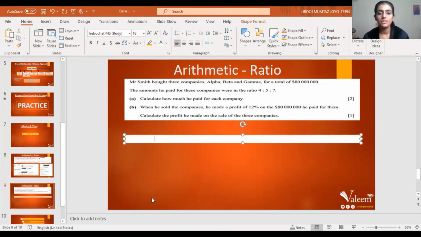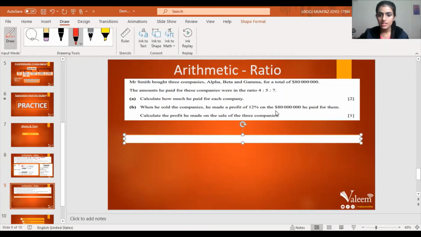When he sold the companies, he made a profit of 12% on the 80 million he paid for them. When it says 80 million he paid for them, it is the cost to Mr. Smith. If I pay $100 for the calculator, then that is the cost of the calculator to me, right? So it's the same thing. 80 million is the cost to Mr. Smith. So we have profit and cost.